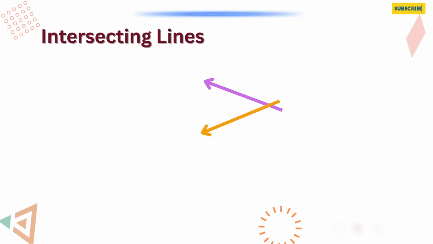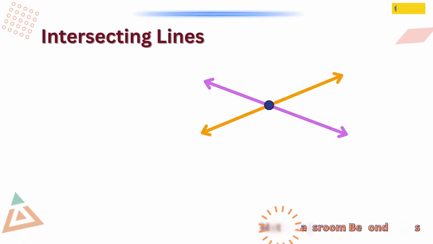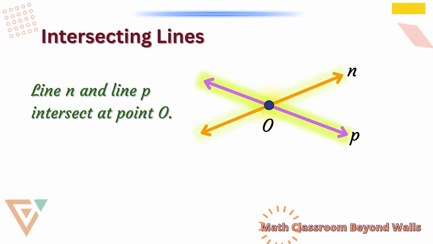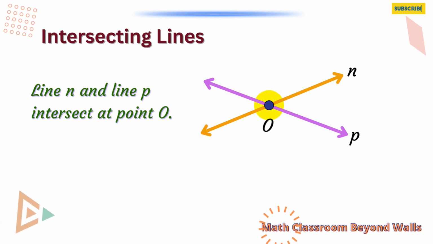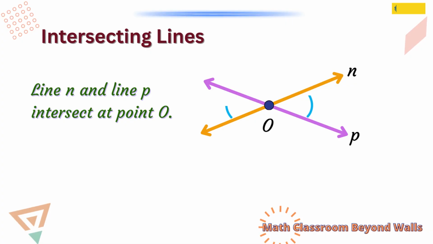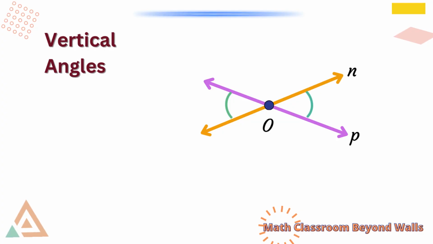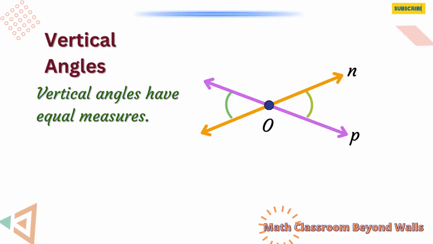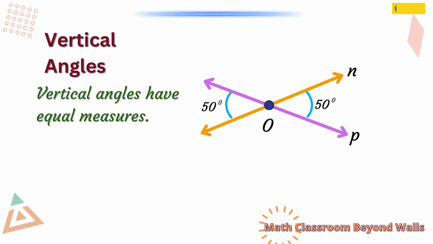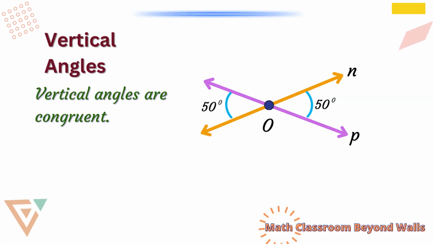Let us have again these two intersecting lines. We will name the lines and label the point of their intersection. Here, lines N and P intersect at point O. As the lines intersect at point O, a pair of vertically opposite angles marked with arcs are formed. These are called vertical angles. Each angle in this pair has equal measure. So if the measure of one angle is 50 degrees, the measure of the other is also 50 degrees. Since these angles have equal measure, the angles are congruent.